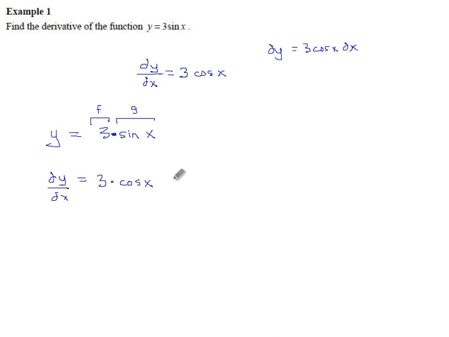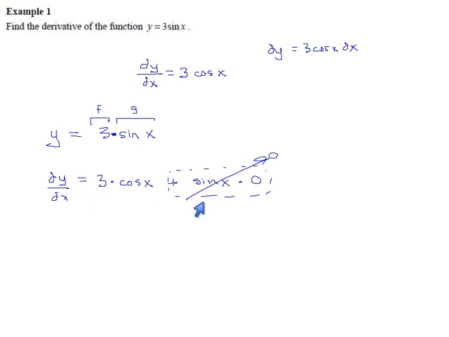So that's first d second, plus, now you do the second part, which is sine x, times the derivative of the first part. The first part is a constant, so its derivative is 0. All of this vanishes because it's multiplied by a 0. And there's another way you can get 3 cosine x.